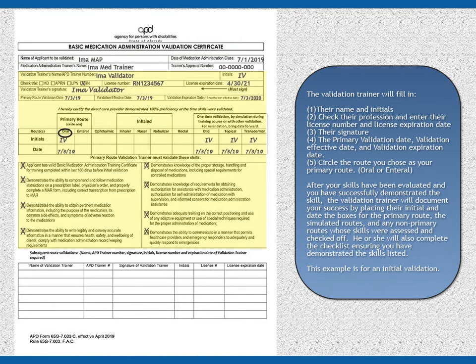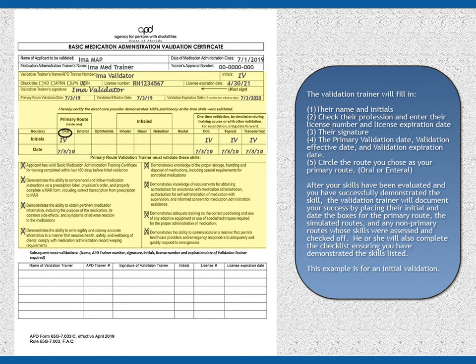The validation trainer will fill in the following information. 1. Their name and initials. 2. Check their profession and enter their license number and the license expiration date. 3. Their signature. 4. The primary validation date, the validation effective date, and the validation expiration date. Circle the route you choose as your primary route, either oral or enteral.